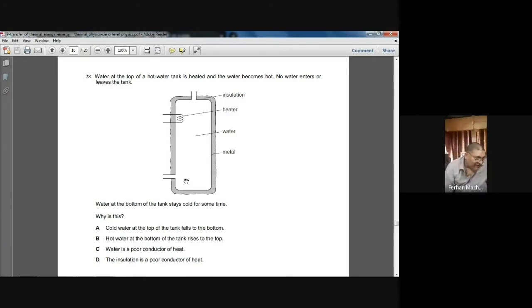So the other method available was conduction. But because we have water here, and water is not a good conductor, the heat is not coming downward. It will take a lot of time. So C is the best option. C is the right option. It can be a little tricky.